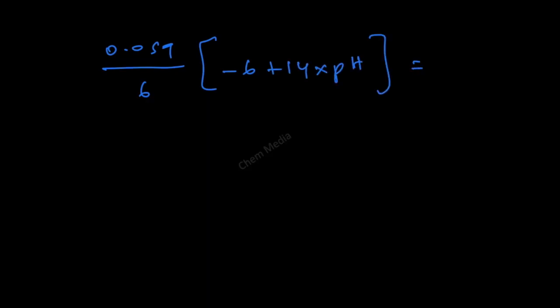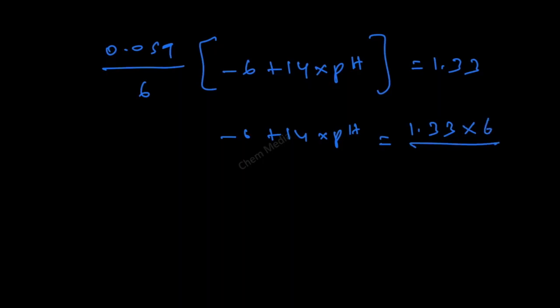1.33. Therefore, 0.059 divided by 6 times minus 6 plus 14 times pH is equal to 1.33. So, therefore, minus 6 plus 14 times pH is equal to 1.33 times 6 divided by 0.059. 1.33 times 6 would be 6 times 3, 18, remaining 1.